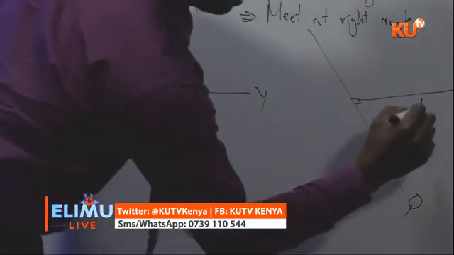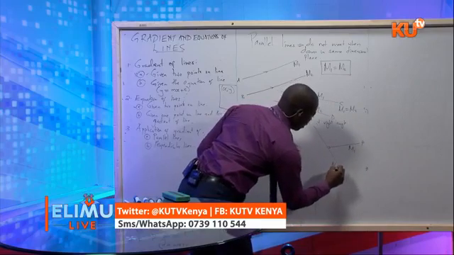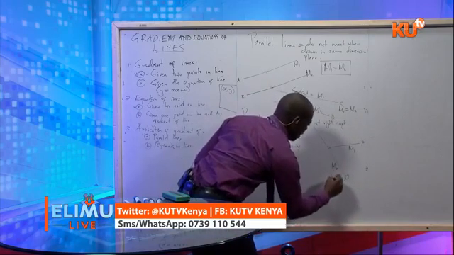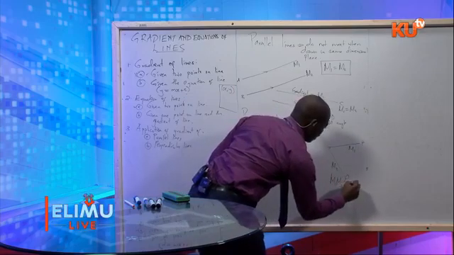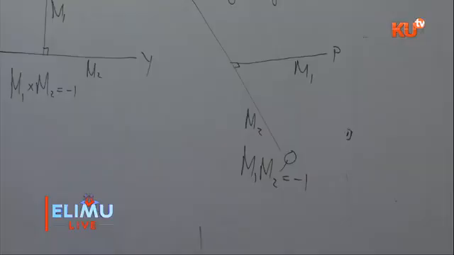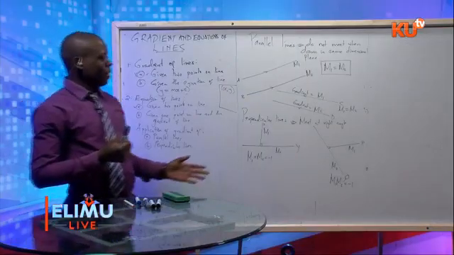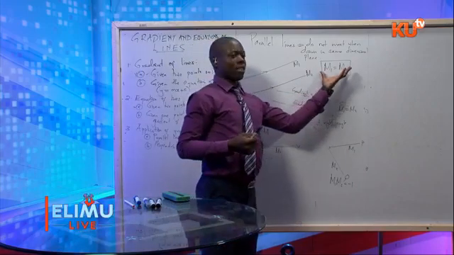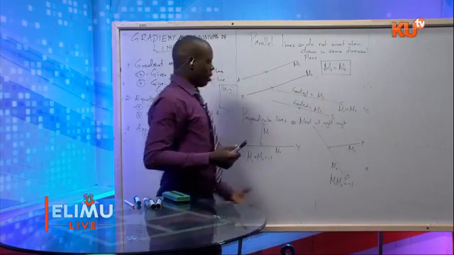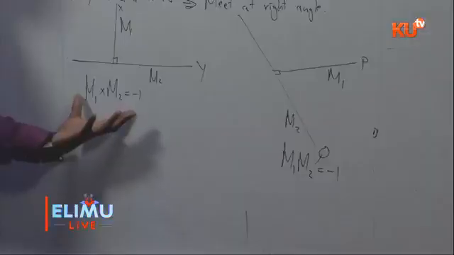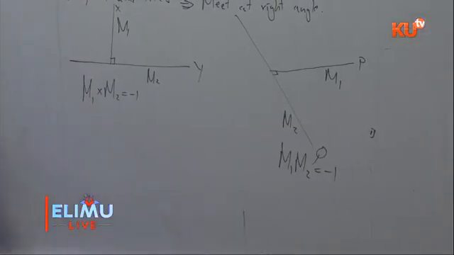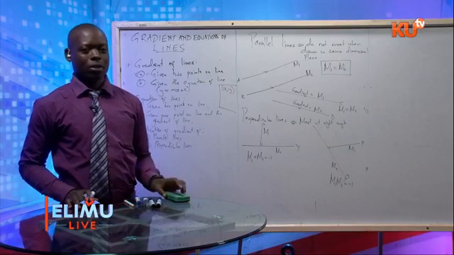If P has gradient M1 and Q has gradient M2, again, the product of their gradients, M1 M2, should be equal to -1. In short, they are simply negative reciprocals of each other. And so what we need to do is to remember these formulas. Whenever a question is talking about parallel lines, know this is the relationship. Whenever a question is talking about perpendicular lines, know this is the relationship: you multiply the two gradients, you will be able to get -1. I hope we are together up to that point.